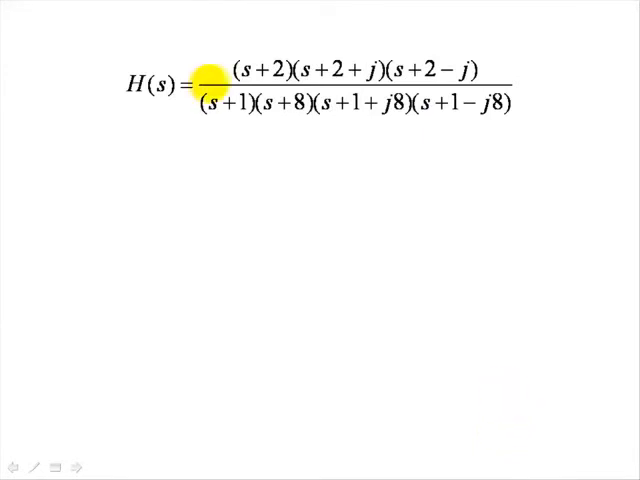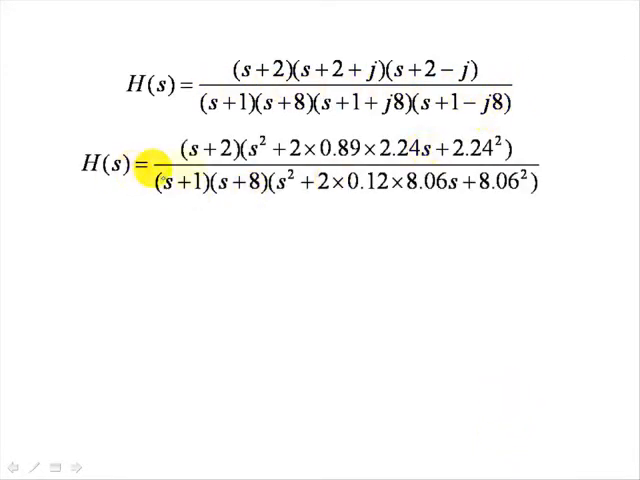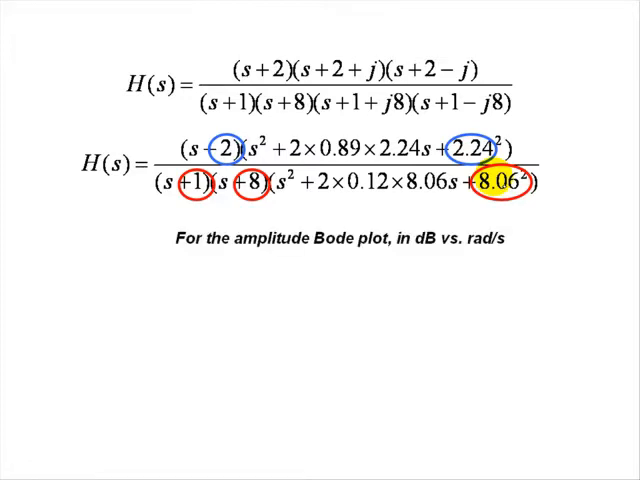All of this allows us to write the transfer function like this, where we identify the knee points of the amplitude Bode plot: a simple pole at 1, another simple pole at 8, and a double pole at 8.06 radians per second. Also, a simple 0 at 2, and a double 0 at 2.24 radians per second. Observe that I say double 0, double pole, and not complex conjugate pair, because for the amplitude plot, the contribution will not differ from that of a real double 0 or pole.